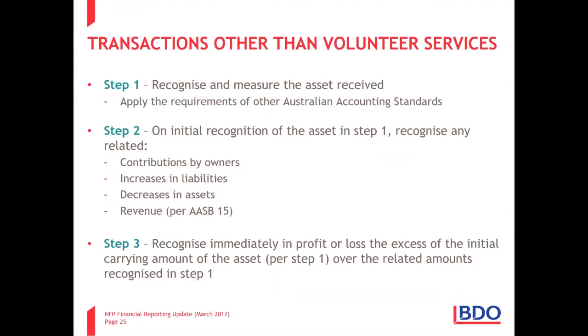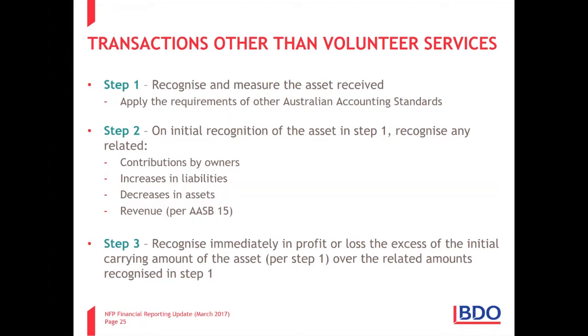So let's go on. Let's look at what if we've got transactions other than volunteer services. We're in AASB 1058. We couldn't apply AASB 15. It's not volunteer services. How do we apply the standard? Now, I've put it down to 3 steps.